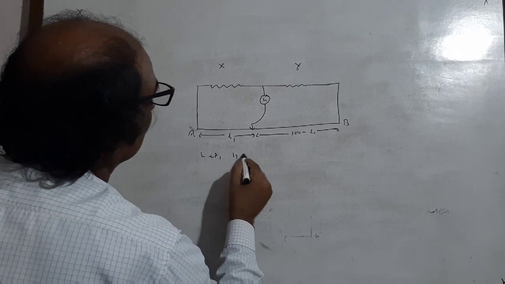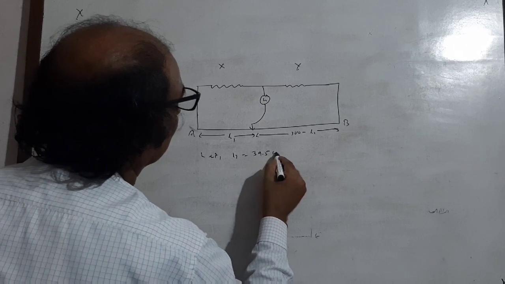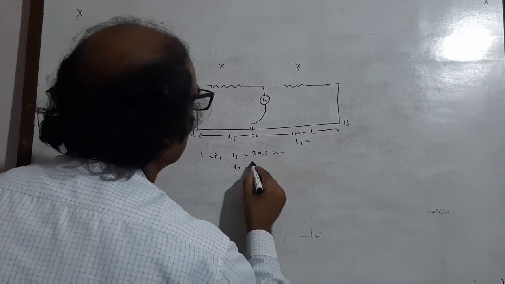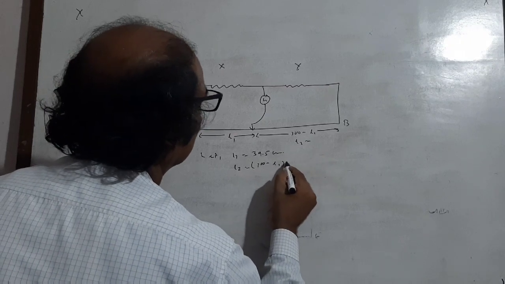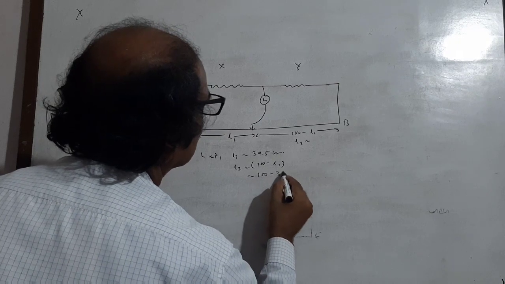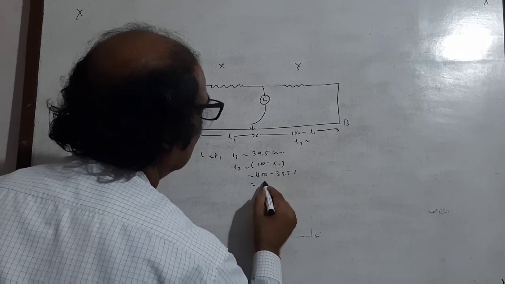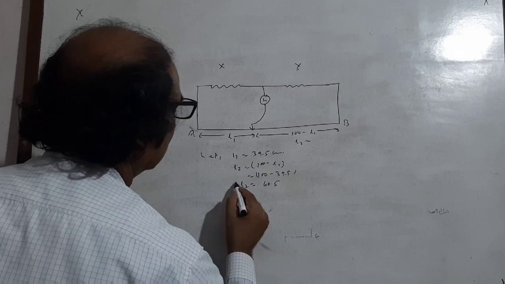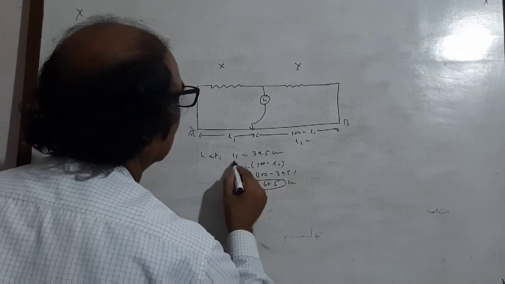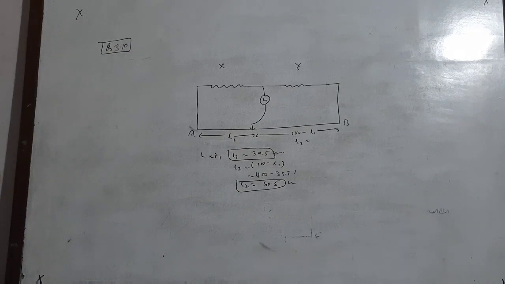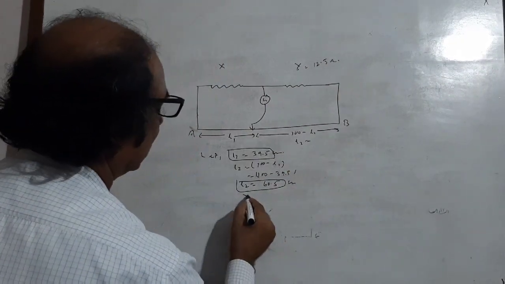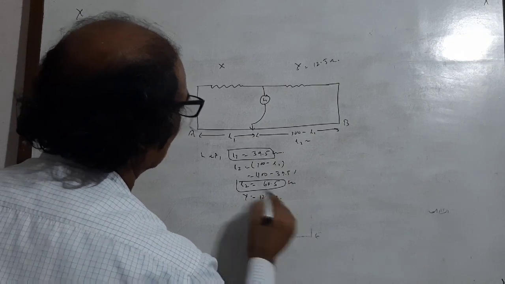Let L1 equal to 39.5 cm. So naturally L2 equals 100 minus L1, equal to 100 minus 39.5, equal to 60.5 cm. And next, when the resistor Y is 12.5 ohm, so this is the value 12.5 ohm. So value of Y equals 12.5 ohm.